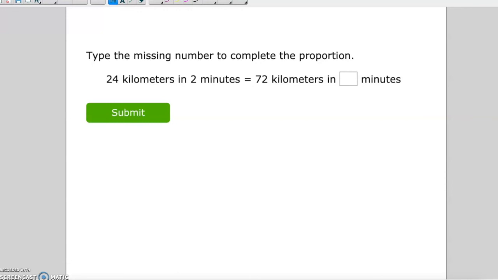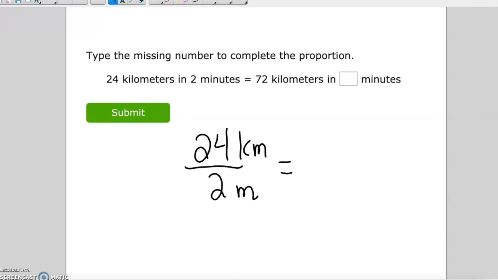Okay, so push pause. And when you have it, push play. 24 kilometers in 2 minutes equals 72 kilometers in blank minutes. You must be driving. All right, go ahead.